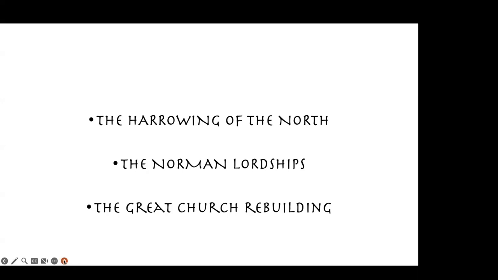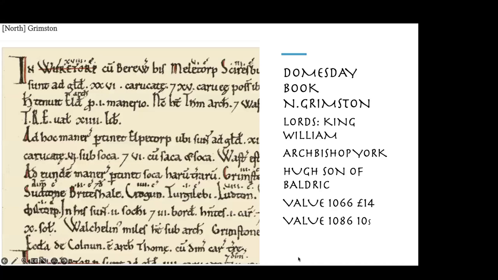Now let's start off with the evidence we've got for the Harrowing of the North in this particular area. So this is Domesday Book for North Grimston. Broadly speaking, it tells you that the king was the holder of the land, and then it was granted. The Archbishop of York had land at North Grimston, although that was part of a large estate that had been in the hands of the archbishops for some time. And then Hugh, son of Baldric, was also a landholder there.